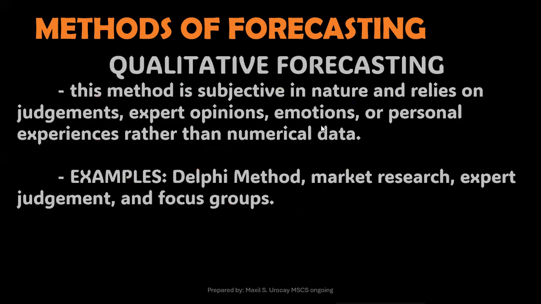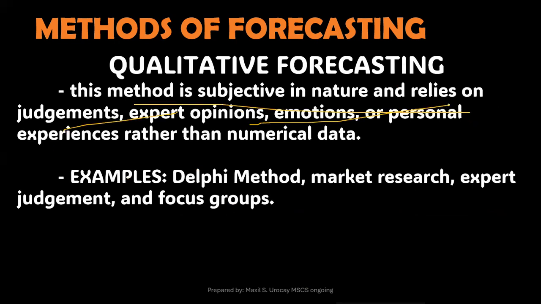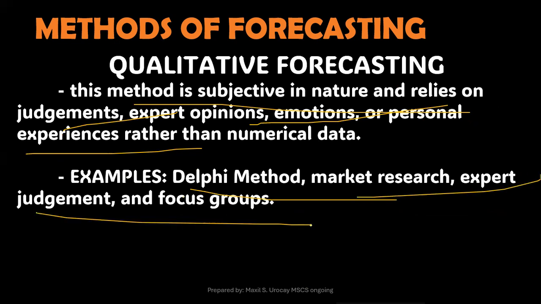And for qualitative forecasting, this method is subjective in nature and relies on judgment or intuition, expert opinions, emotion, or personal experiences rather than numerical data. So common examples will be the Delphi method, market research, expert judgment, and focus groups. So for this one, in qualitative forecasting, you're checking the perspective of specific individuals, it could be like that.